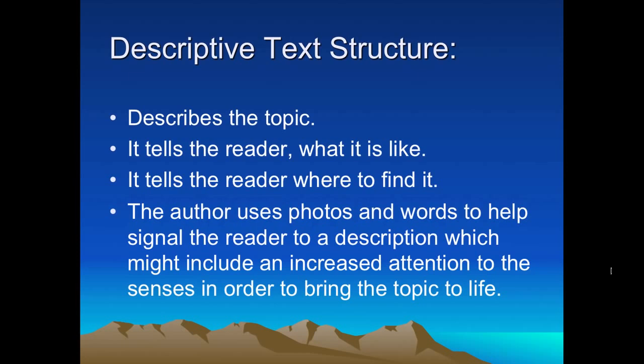The author uses photos and words to help signal the reader to a description, which might include an increased attention to the senses in order to bring the topic to life. So in other words, the author uses words to appeal to the senses. They use sensory images in the descriptive text in order to appeal to your sense of taste, smell, touch, sight, and hearing. And it brings the topic to life.